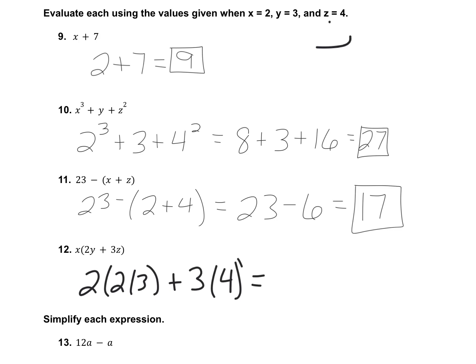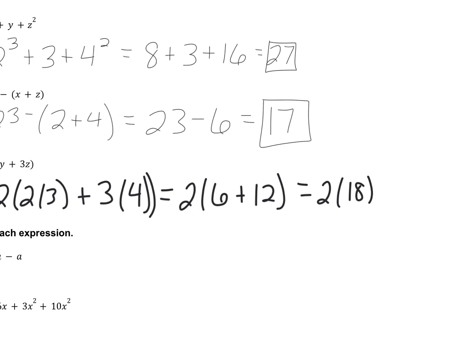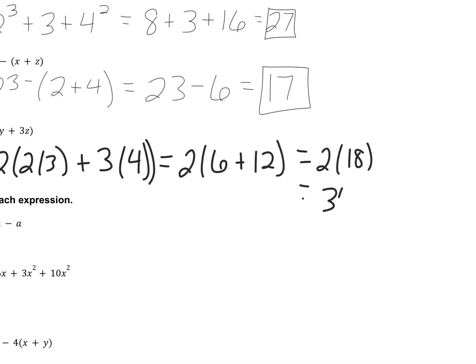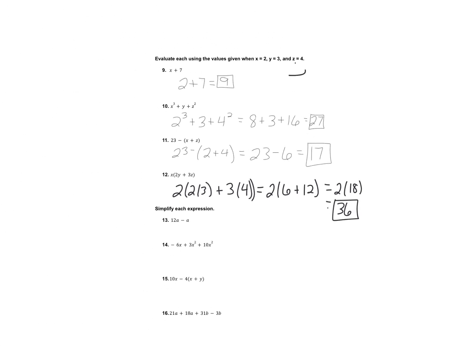What do we do first? Parentheses. So I'm going to keep that 2. What's 2 times 3? 6. What's 3 times 4? 12. Good. Do we still have parentheses? Yeah. You add 6 and 12. What do we get? 18. What's 2 times 18? 36. Good. I know I'm going fast, but I want to give you time to work on your quiz.